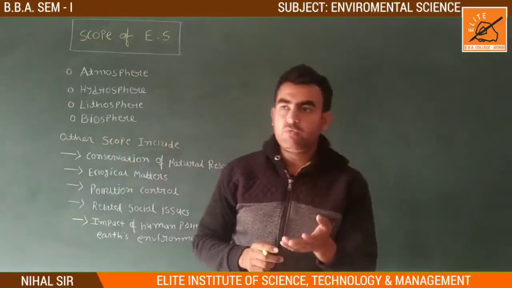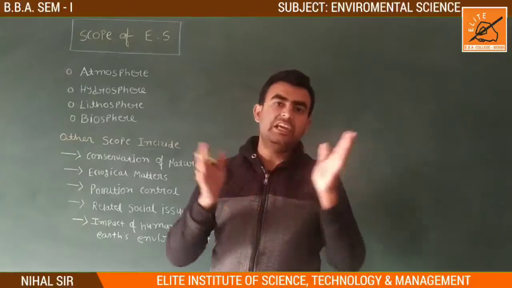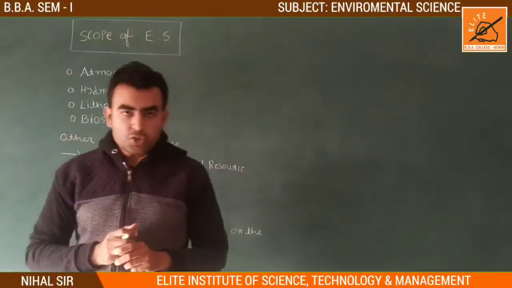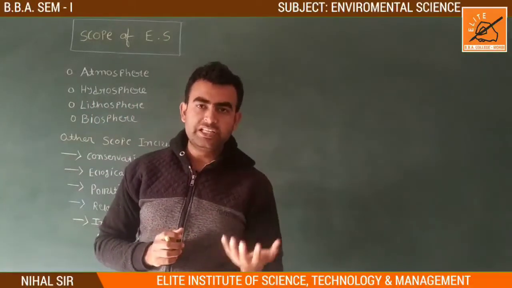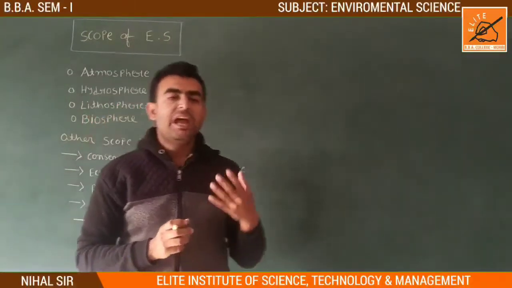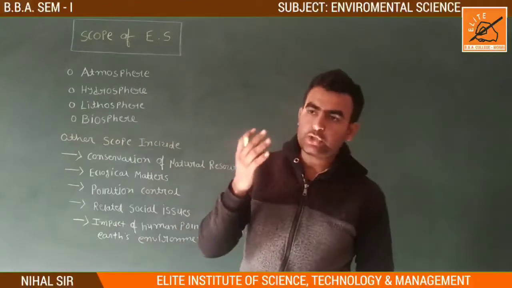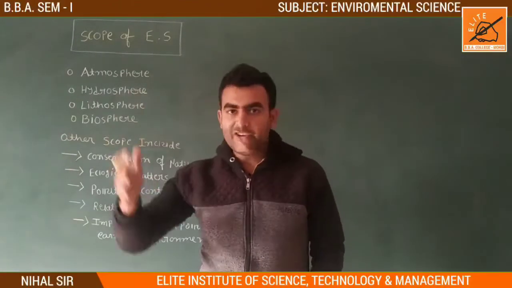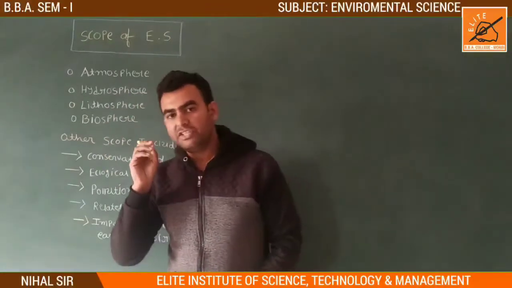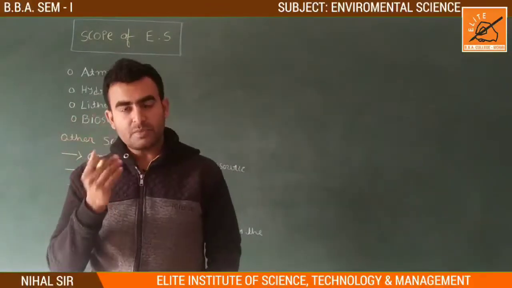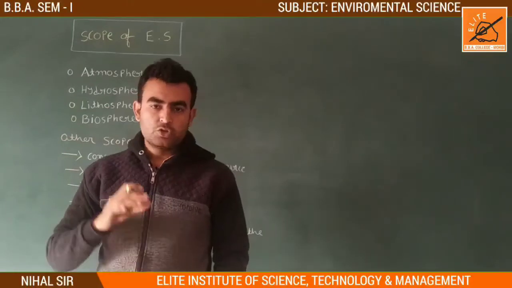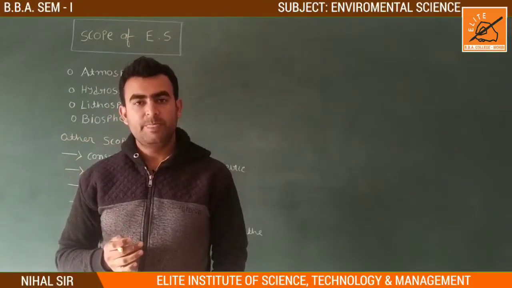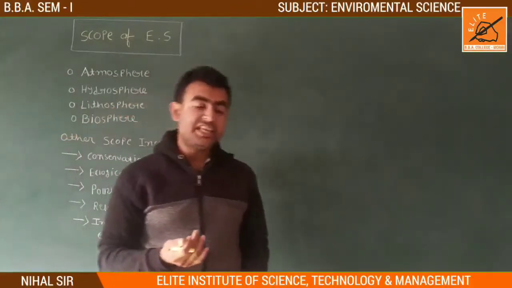I think around 144 kilometers is the layer of the gases, and these gases give us life. It is useful in our respiration, and it also protects us from the ultraviolet rays which are radiated by the sun. So this atmosphere is helpful for us. So how does environmental science work on that?